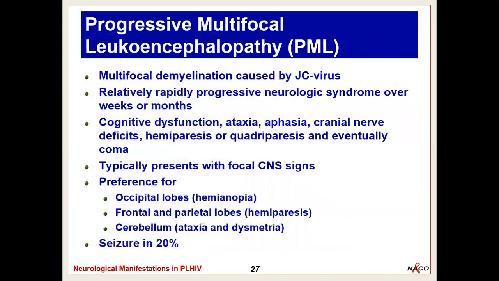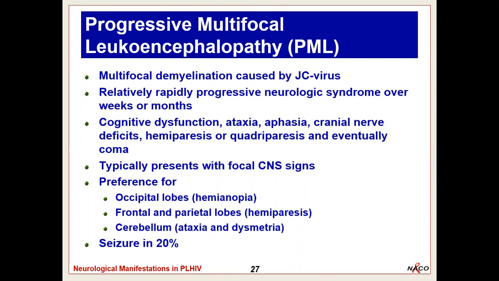So let's talk about PML a bit. PML is a rare demyelinating disease, almost exclusively seen in immunocompromised patients. It is caused by the polyomavirus, JC virus, also known as JC for John Cunningham, the person from whom it was cultured for the first time. PML is caused by reactivation of a common virus in the CNS of immunocompromised individuals. This virus is carried by the majority of people and is harmless except among those who have a poor immune defense system.